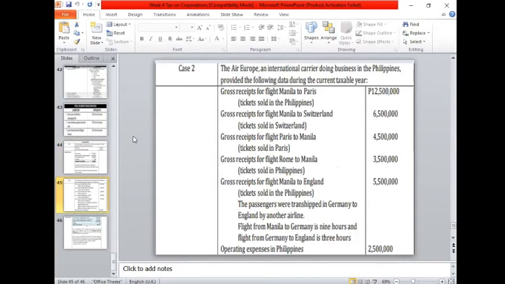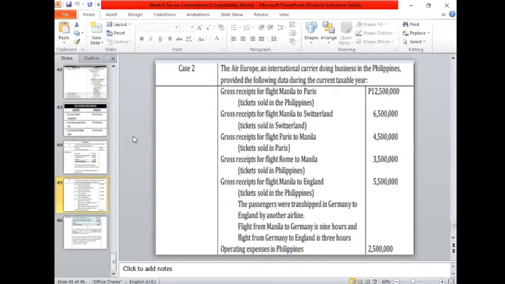And another example is the international carrier business. Let's say the Air Europe, an international carrier doing business in the Philippines, provided the following data during the taxable year. So they have the gross receipts for flight Manila to Paris, that's 12,500,000. The gross receipts for flight Manila to Switzerland, 6.5 million. The gross receipts for flight Paris to Manila, 4.5 million. The gross receipts for flight Rome to Manila, 3.5 million, and the gross receipts for flight Manila to England, 5.5 million.